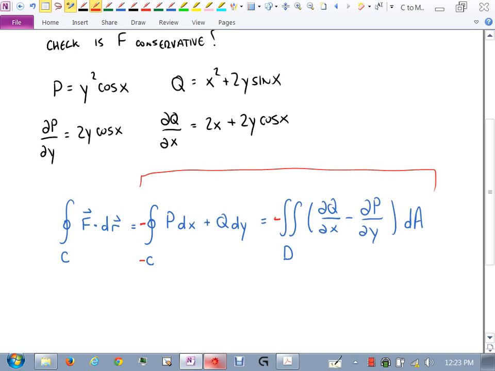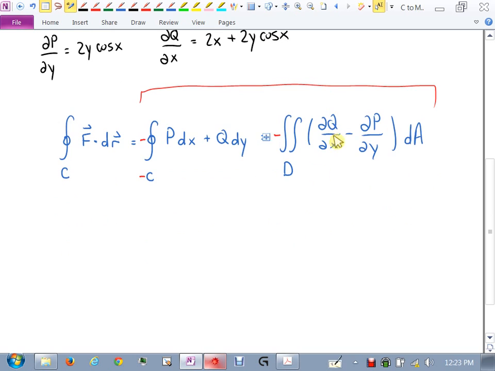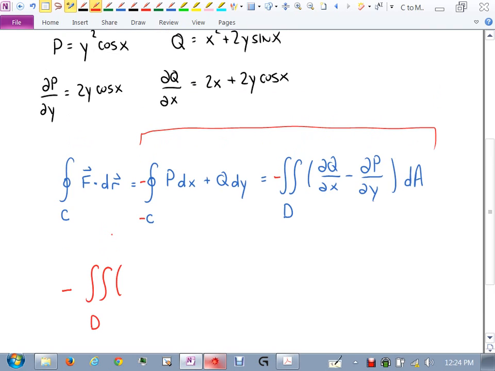Okay, so now let me just find this double integral. This is negative double integral over D. What is partial of Q with respect to x minus partial of P with respect to y? Partial Q with respect to x was here, right? Partial of P with respect to y was here. So you got what? Just 2x dA. Yes?